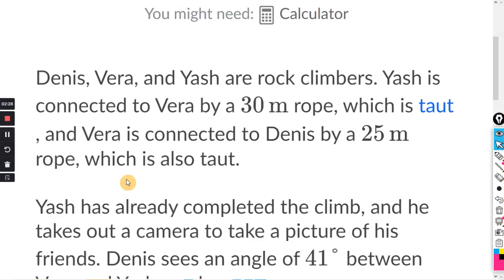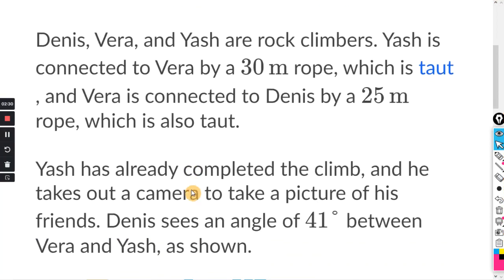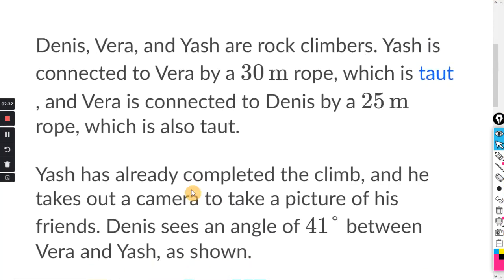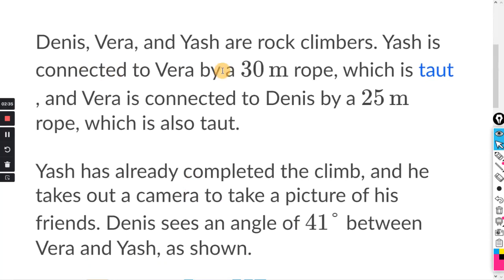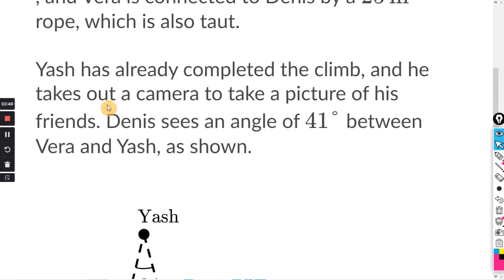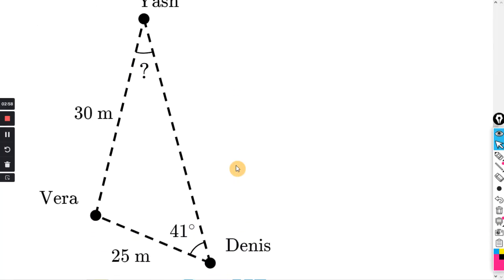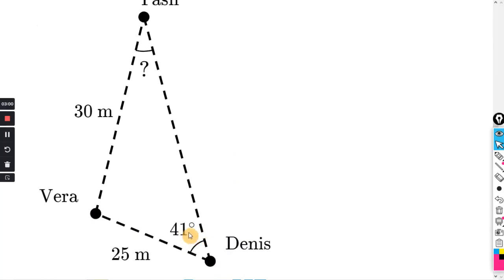You can read the write-up on these, but I don't think it matters because they give you a diagram. Anyhow, Dennis, Vera, and Yash are rock climbers. Yash is connected to Vera by a 30-meter rope, which is taut. That means there's no slack in the rope. Vera is connected to Dennis by a 25-meter rope, which is also taut. Yash has already completed the climb, and he takes out a camera to take a picture of his friends. Dennis sees an angle of 41 degrees between Vera and Yash as shown. So that's right here.